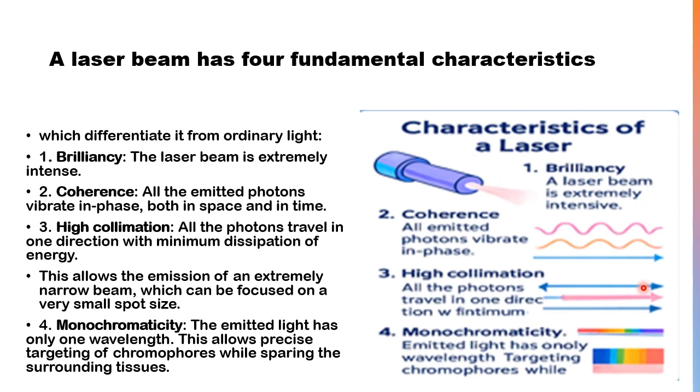This is high collimation. And finally, it's monochromatic, in that all the emitted light has only one wavelength in the spectrum. These are the four fundamental characteristics of the laser beam.